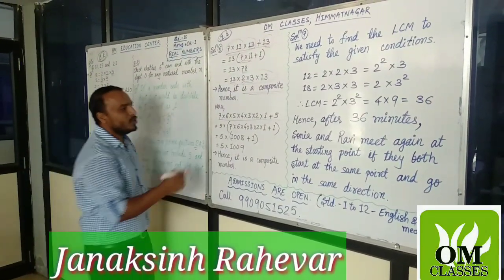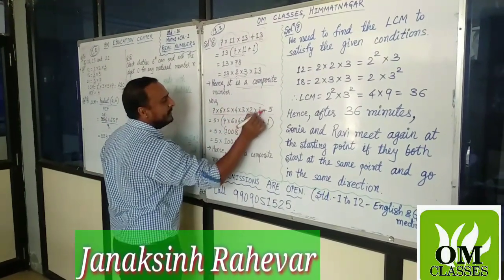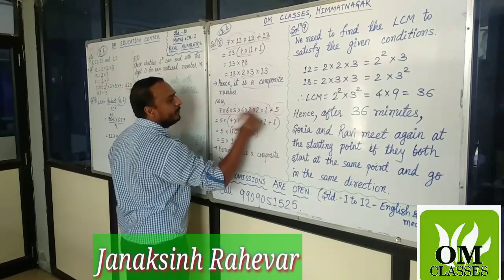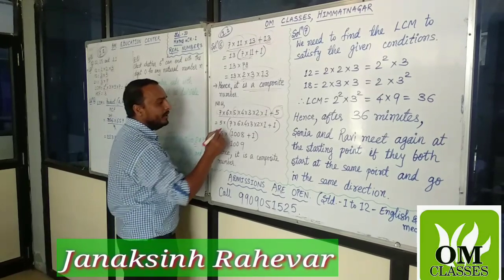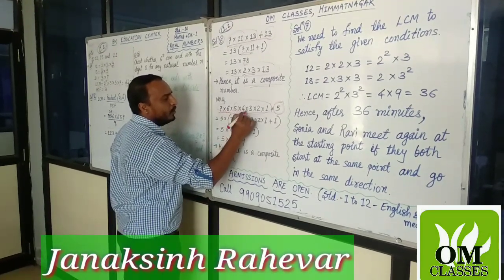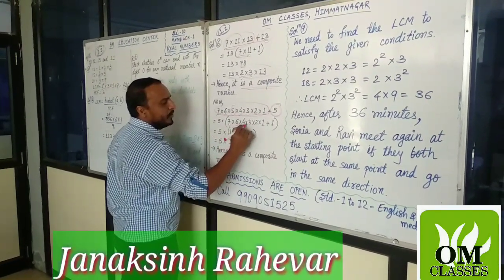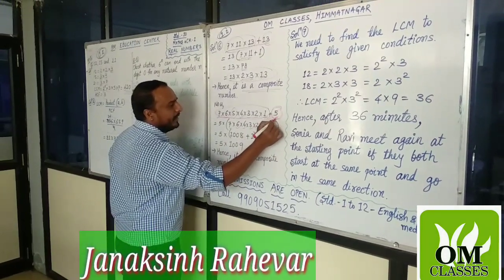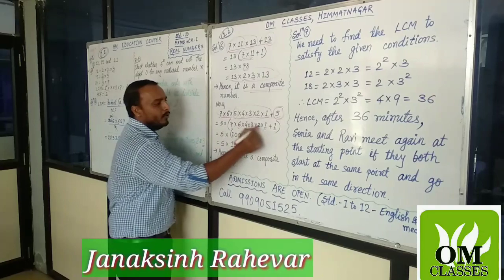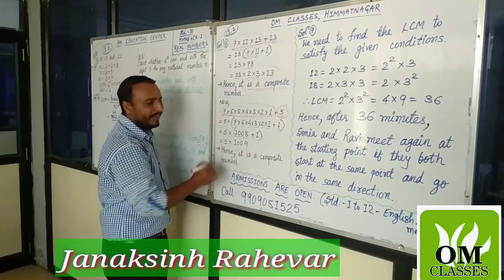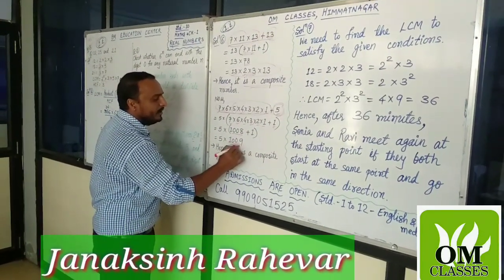Same way, what are the two parts? The first and second. What is common? 5. 5 is common in both the cases. So if we take 5 as common, what is left? 7, 6, 4, 3, 2, 1. And if you take 5 common from 5, then what will be left? 1. Now when you multiply all these numbers, it is 1008 plus 1 is 1009.